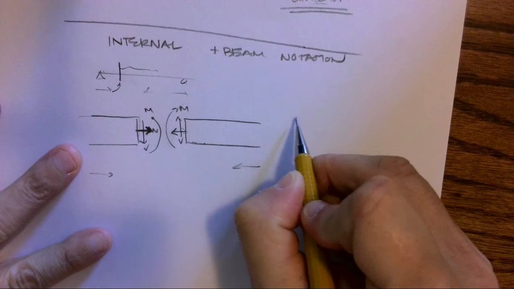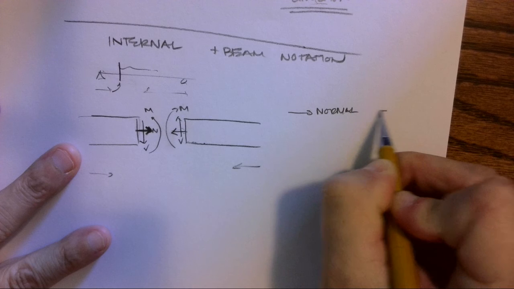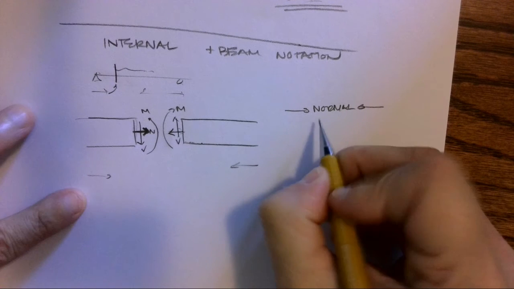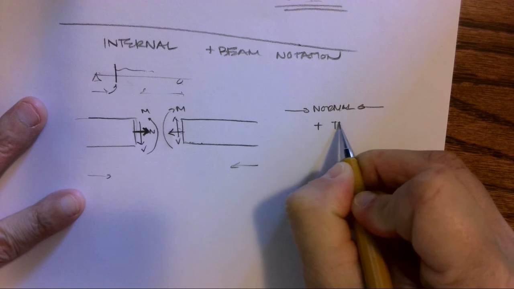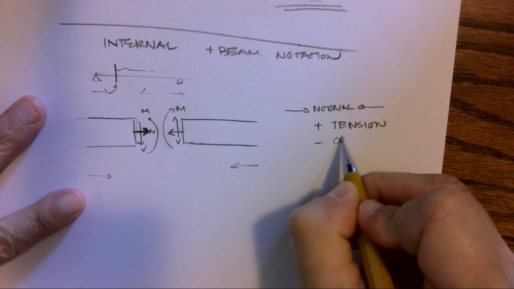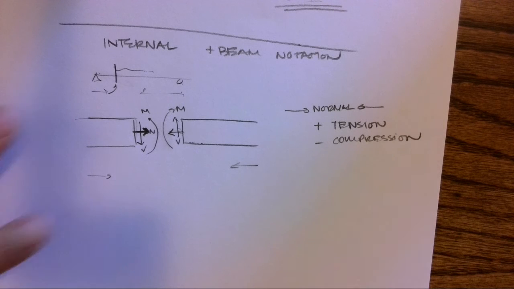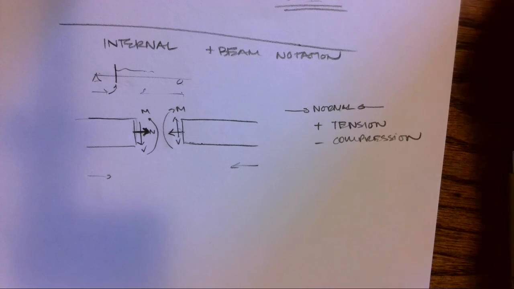So with normal force, it's going to pull it. If we have a positive normal force, then we call that tension. If we have a negative, we call that compression. And we've already looked at these when we looked at trusses. Those are two force members. Two force members only have tension or compression.